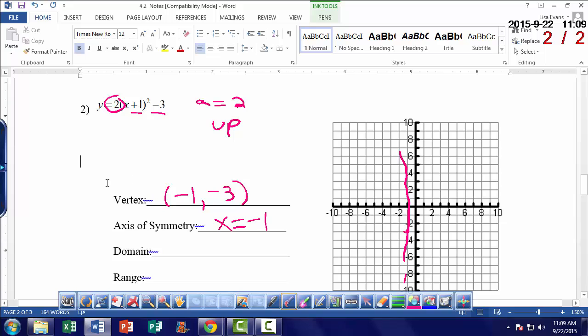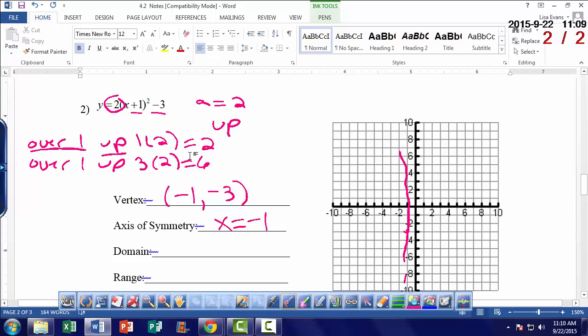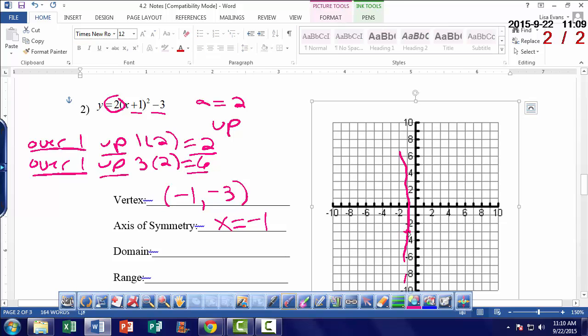Now I'm going to go ahead and do my shortcut. So I'm going to go over 1, up 1a. a is 2, so we're going to go up 2. Over 1, up 3a. a is 2. So I'm going to go over 1, up 2. Over 1, up 6. So let's do that. From our vertex, over 1, up 2. Over 1, up 1, 2, 3, 4, 5, 6.